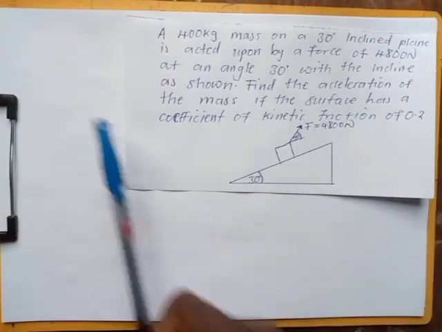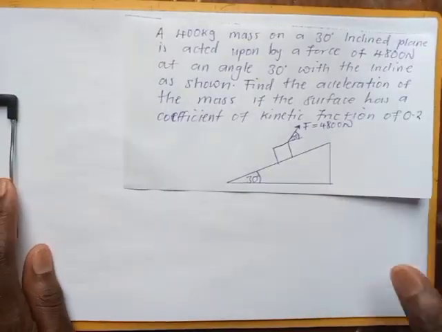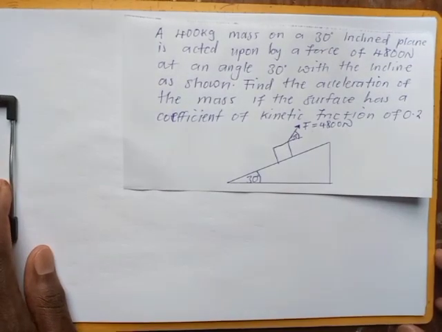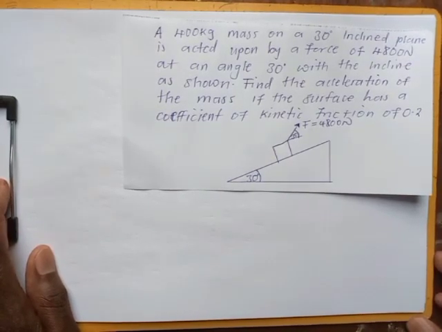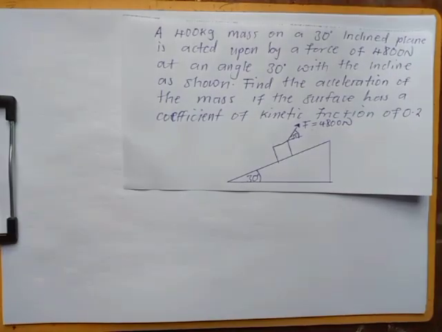Okay, so welcome to this video where we are going to solve a question based on dynamics, and basically this is dynamics on the incline. So the question goes like this. We are saying a 400 kg mass on a 30 degrees inclined plane is acted upon by a force of 480 newtons at an angle of 30 degrees with the incline as shown. Find the acceleration of the mass if the surface has the coefficient of kinetic friction of 0.2.